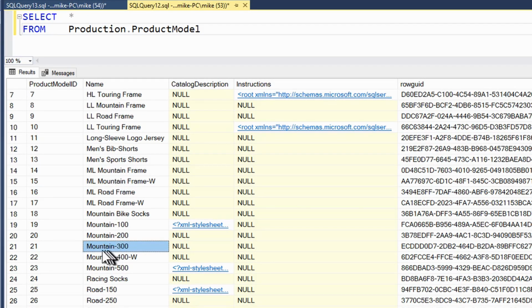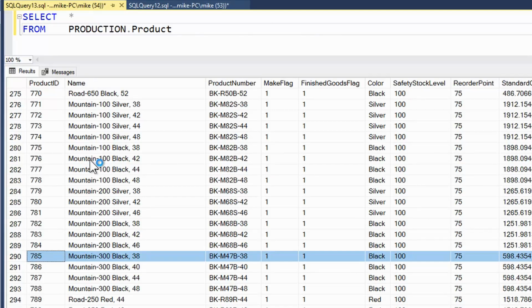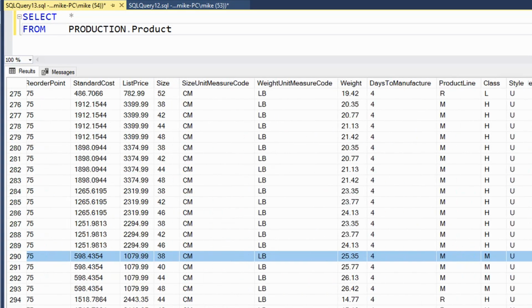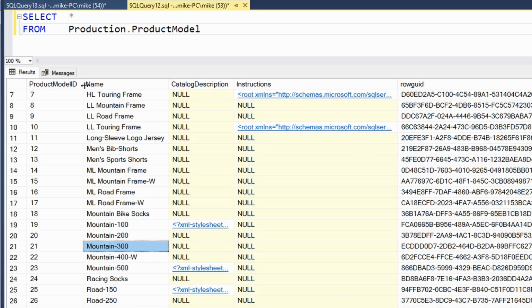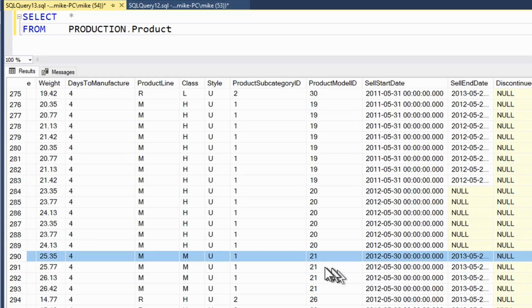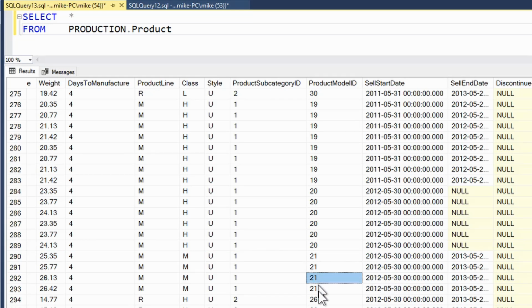So you're probably wondering, that Mountain 300 name for the model, why don't we simply store it on the product table? Instead of having this funny product model ID number here linked to a separate table, why don't we just have a model name here and put the actual model name, Mountain 300? In fact, there are a few products there that are linked to the same model. Why don't we simply have that product model name there, and there, instead of having a separate table?